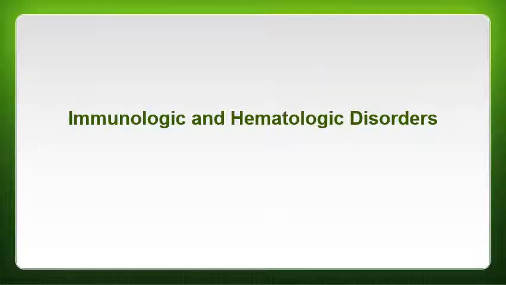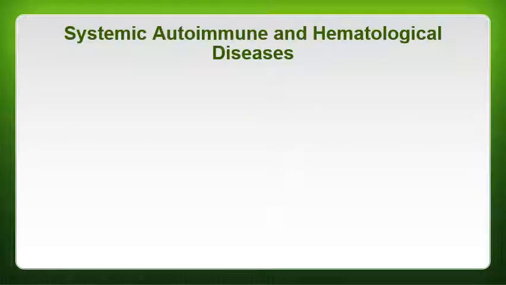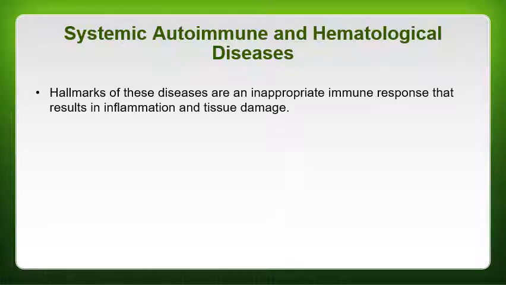All right, in this chapter, we're going to look at exercise and its effects on individuals with immunologic and hematologic disorders. So in looking at systemic autoimmune and hematological diseases, first, autoimmune diseases are diseases where basically there's an inappropriate immune response that results in inflammation and tissue damage.